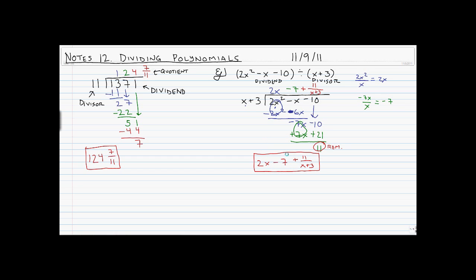If we multiplied 2x minus 7 plus 11 over x plus 3 times this guy, x plus 3, we would in fact get 2x squared minus x minus 10. There we go, we've just done polynomial division. So our next step is going to be writing out a plan for how I did this so that you have that down, and then seeing a couple more examples before we try out a different way of doing it.